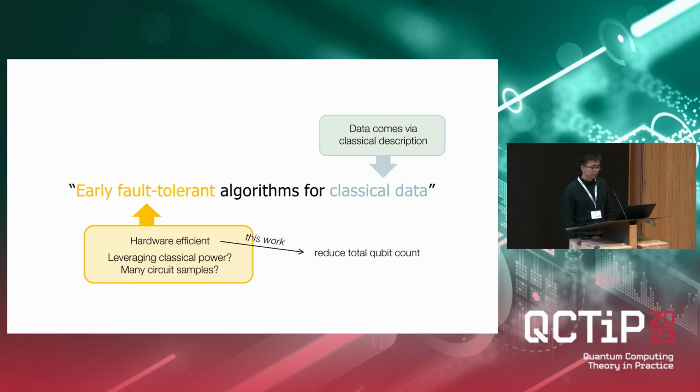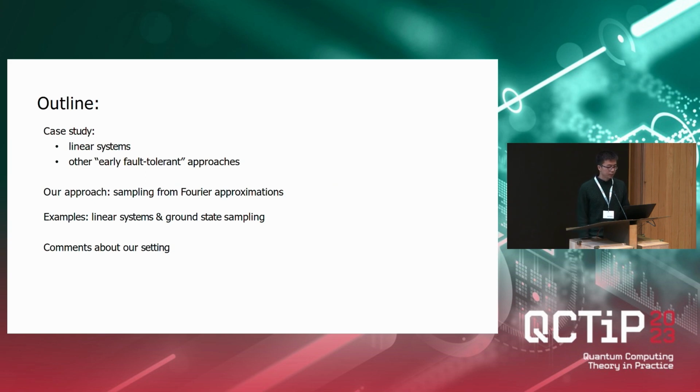And for the purpose of this work, we're going to try and achieve hardware efficiency by trying to reduce the total qubit count of these algorithms. So the outline of the rest of the talk will be as follows. I'll start by looking at some other approaches to algorithms. We can then look at our approach where we focus on reducing the qubit count, then present some concrete examples and some finishing comments about our setting.